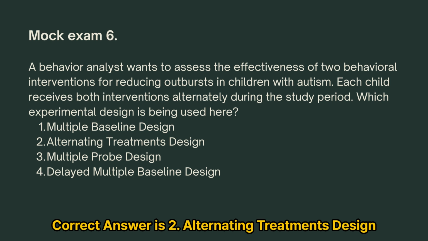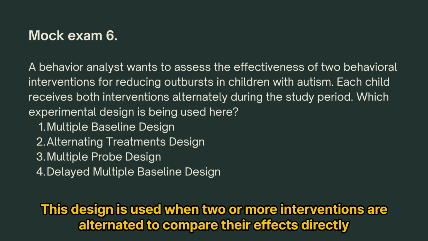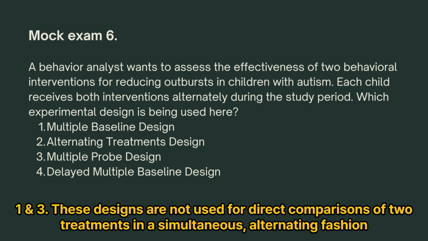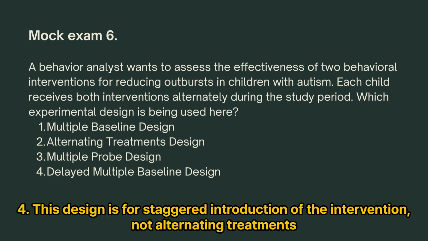Correct answer is 2. Alternating treatments design. This design is used when two or more interventions are alternated to compare their effects directly. Each child receives both interventions in an alternating sequence, allowing for immediate comparison. 1 and 3. These designs are not used for direct comparisons of two treatments in a simultaneous, alternating fashion. 4. This design is for staggered introduction of the intervention, not alternating treatments.